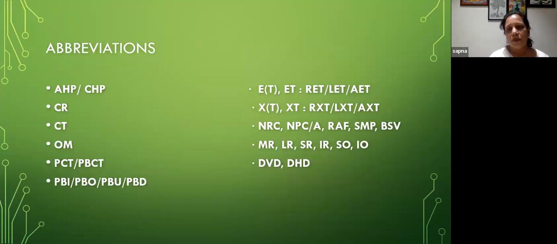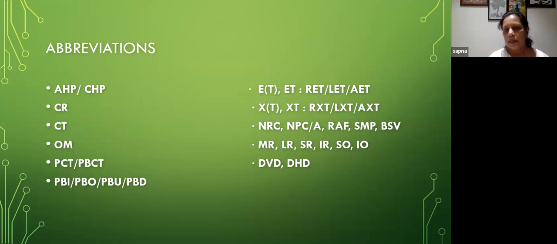So before we go to the main topics, let's see what are the terms and some abbreviations that are used in Squint. AHP, CHP, I'll just read the full forms. Anomalous head posture, compensatory head posture, corneal reflex, cover test, oculomotor, ocular movements, prism cover test or prism bar cover test. And PBI, PBO is prism base in, base out, base up, base down. These are the terms that we use commonly.